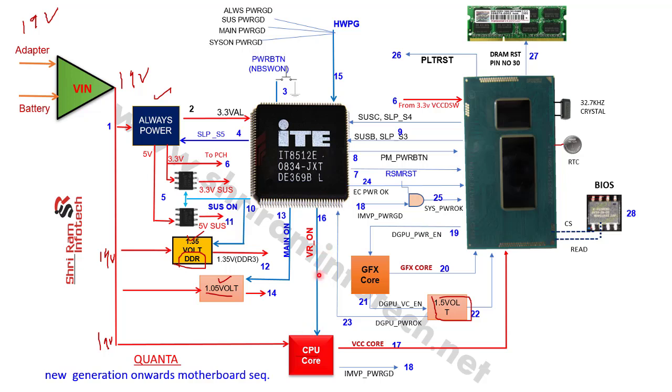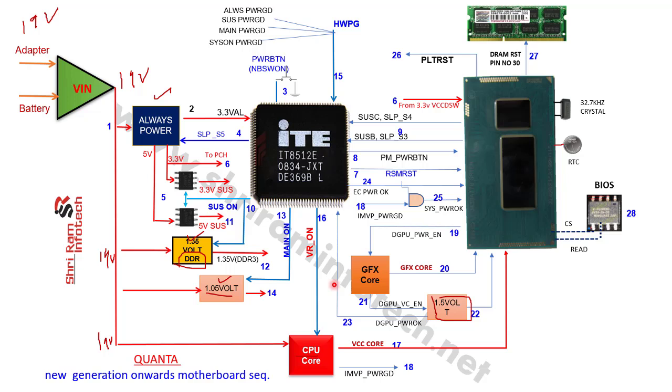SIO will generate the VR ON. The VR ON signal turns on the CPU core voltage, and the CPU core voltage goes to the CPU. Okay, the CPU core voltage will be generated, and then the IMVP power grid will be generated, CPU power grid will be generated at step number 9.